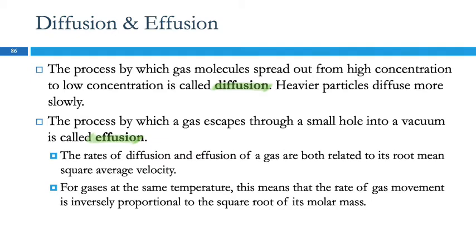Effusion is when a gas escapes from a container through a little hole into a vacuum. And I think we've got a picture of that coming up. So the rates of diffusion and effusion are related to the root mean square average velocity. The faster those particles are traveling, the faster they're going to get across the room, right? So at the same temperature, the rate of gas movement is inversely proportional to the square root of its molar mass. And it's the square root because of that root mean square equation.